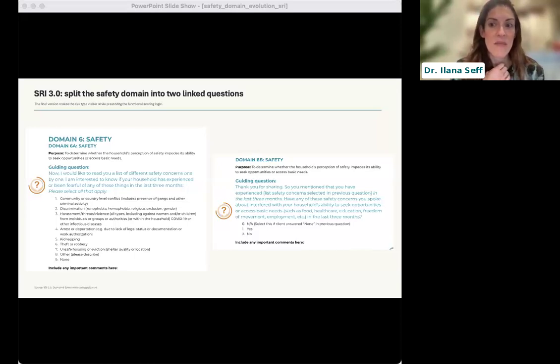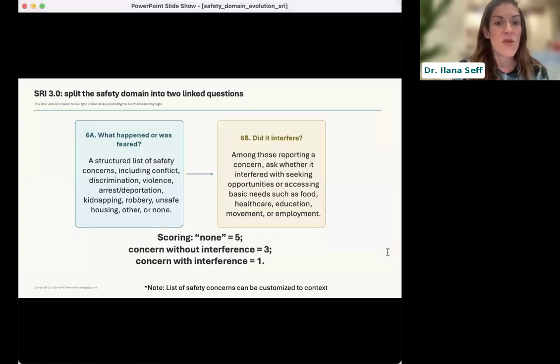Has this in the last 3 months impacted the household's ability to seek opportunities or access basic needs? And it's either yes or no. And so the way this works for scoring is if the household doesn't have any safety concerns at all, they're a 5. If they have safety concerns, but it's not interfering with their basic needs in the last 3 months, they get a 3. And if they have safety concerns that are interfering with their basic needs in the last 3 months, they get a 1.